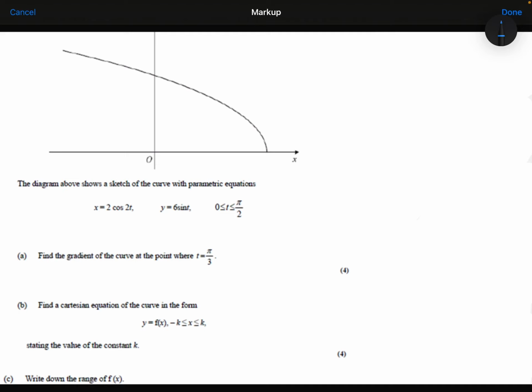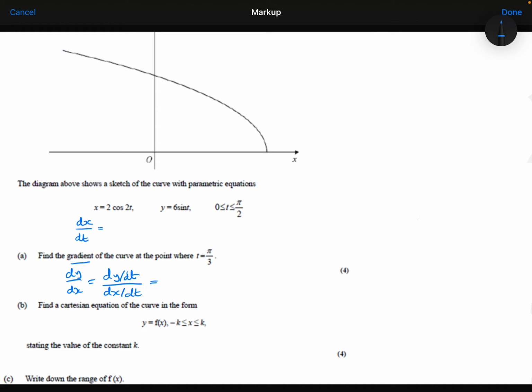Part A, find the gradient of the curve at the point where t is pi over 3. So, gradient, we want to find the gradient function, so dy by dx, and I know that dy by dx is equal to dy by dt divided by dx by dt. So I want to differentiate my x function and my y function with respect to t. So let's start off with the x function.